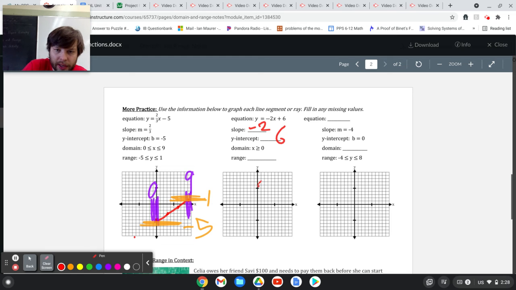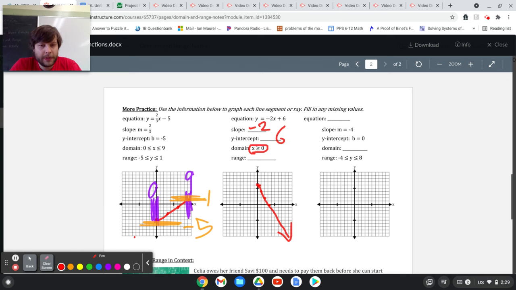So start with my y-intercept of 6, like this. Then I go down 2 over 1, down 2 over 1, down 2 over 1. I can do this as long as I want. The domain says x is greater than or equal to 0. So I can go to the right forever. There's no endpoint on the right. I'm going to draw this. It's technically called a ray because it goes forever in one direction.